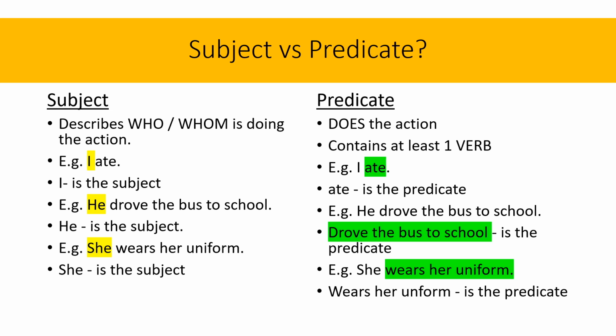Now let's look at predicates. Predicate does the action and it always contains at least one verb. So let's look at this example again. I ate. Ate is the predicate because it is the verb.